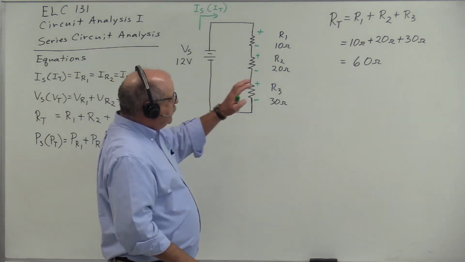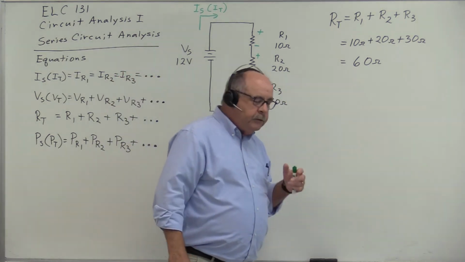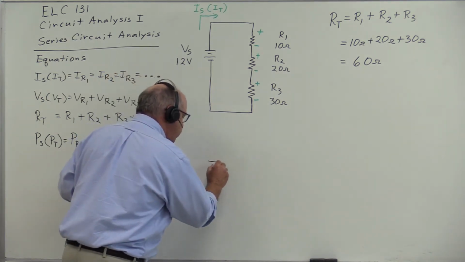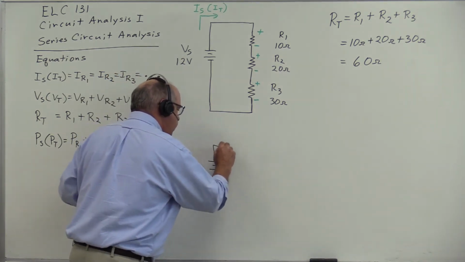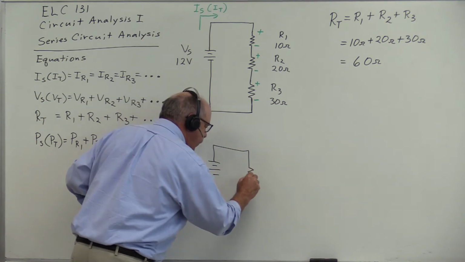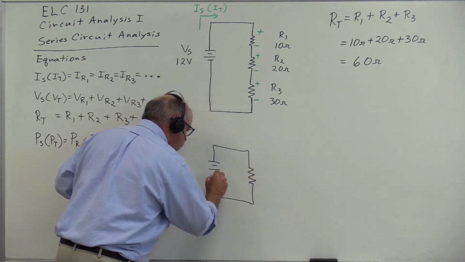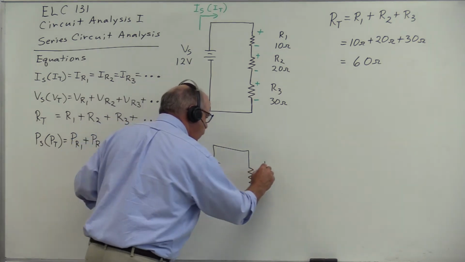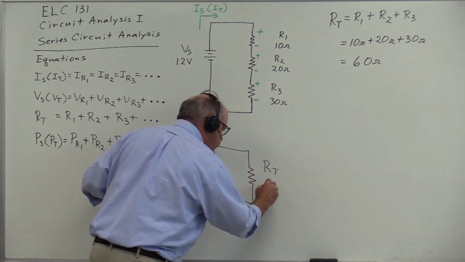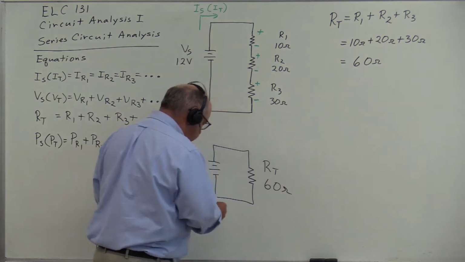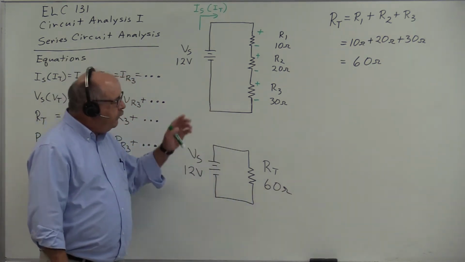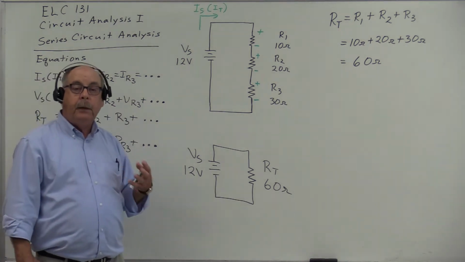Now, this is kind of important because understand that this 12 volt source, Vs, simply cannot tell the difference between the original circuit and this circuit with one single resistance. The source can't tell the difference. In either case, it's going to deliver the same amount of current.